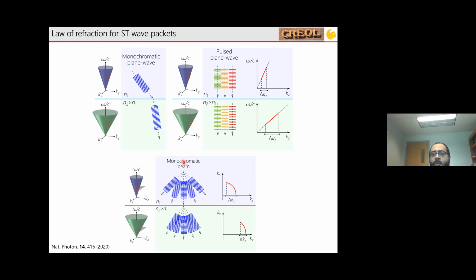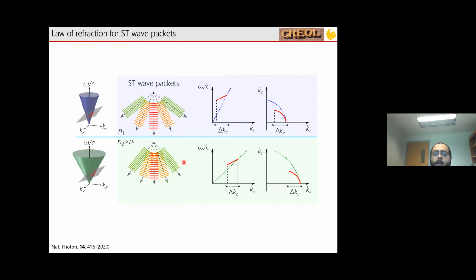Now, as you go from a medium of refractive index N1 to a medium of refractive index N2, the light cone opening angle is going to change. This is one of the reasons why I advocate for the visualization on the surface of the light cone. It's going to come in extremely handy here to explain why refraction of space-time wave packets follows such different rules than we are used to.